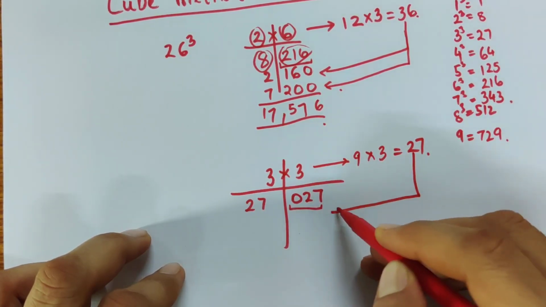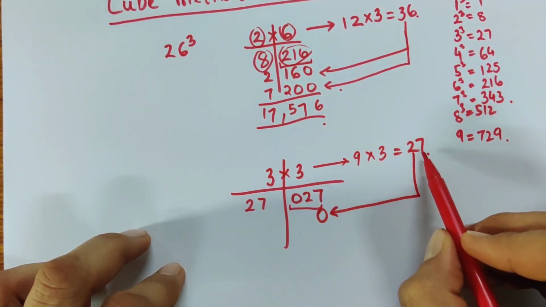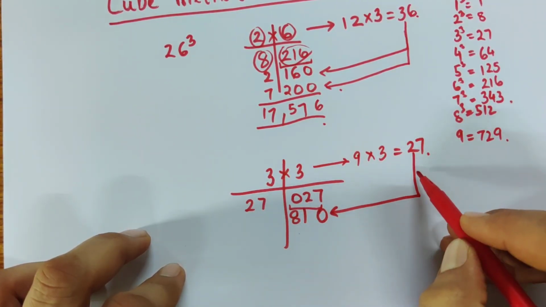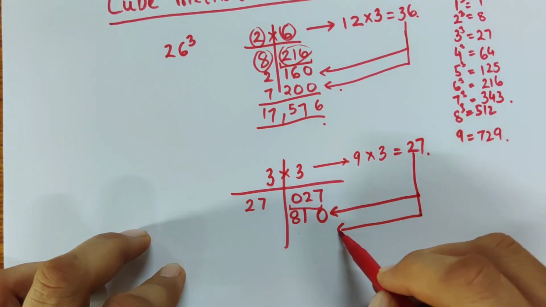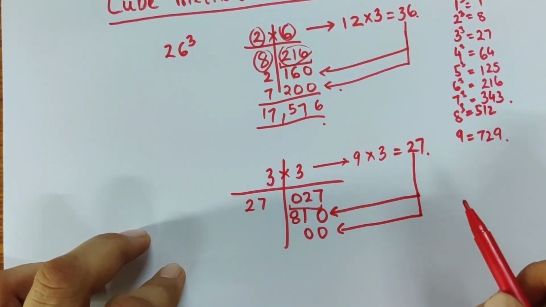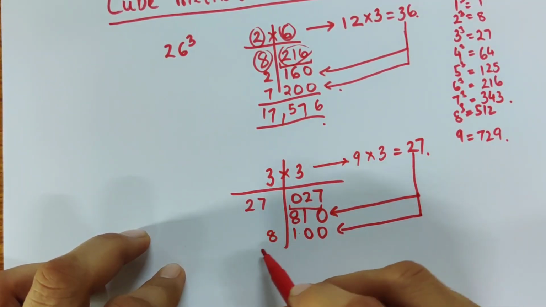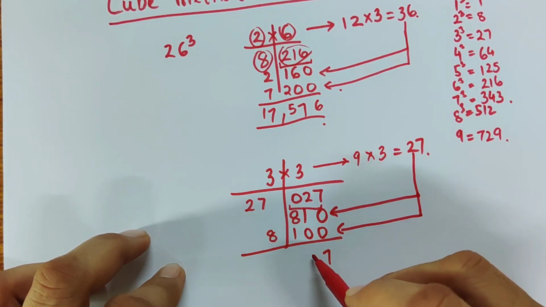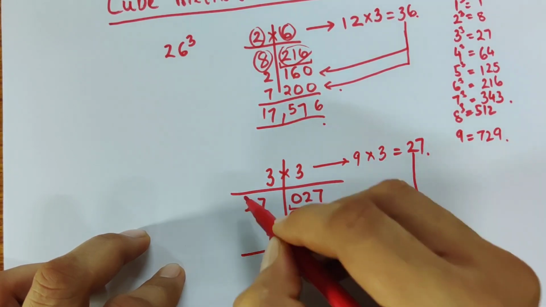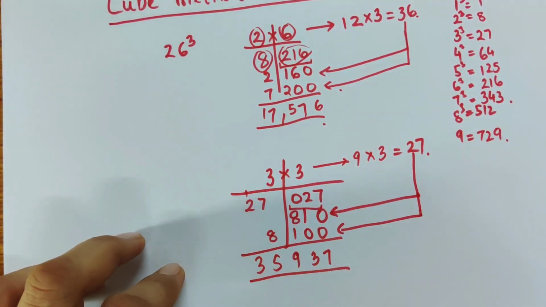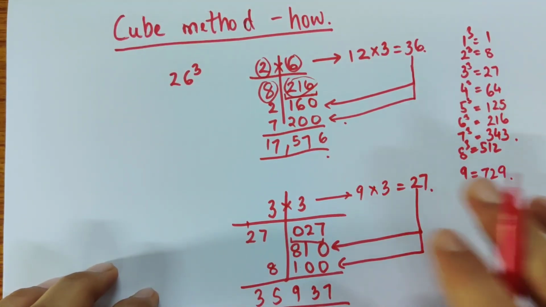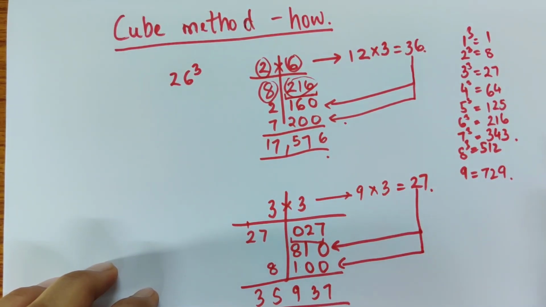So the first term, you put a 0 and you multiply 27 by 3, which is 81. And then for the second term, you put 2 zeros and again you multiply 27 by this 3, which is also 81, and then you add the result. Giving you the cube of 33. So this is how you do the cube method.